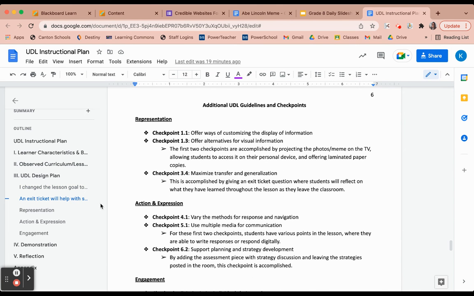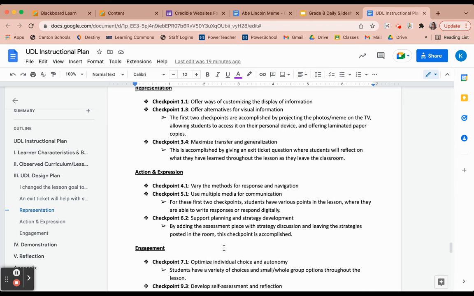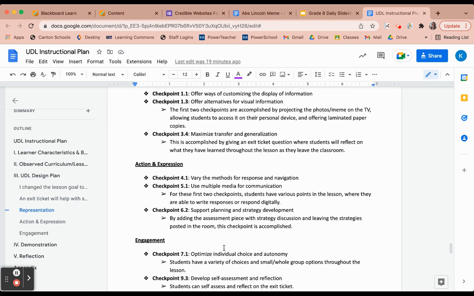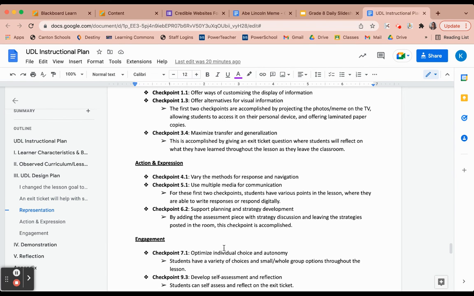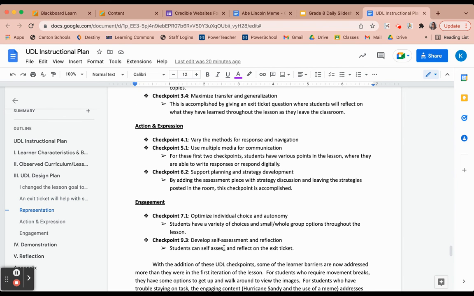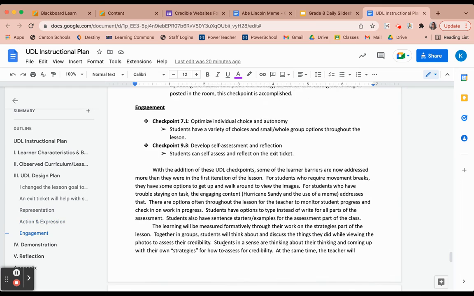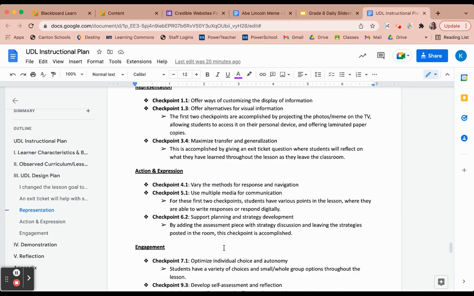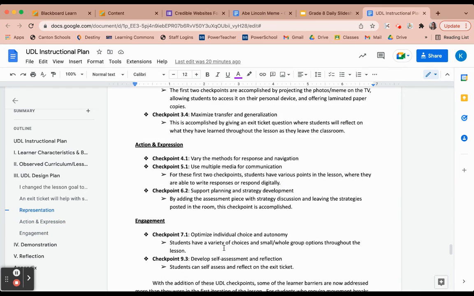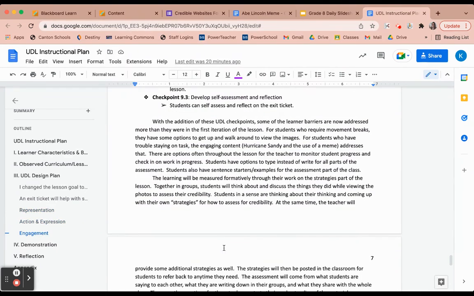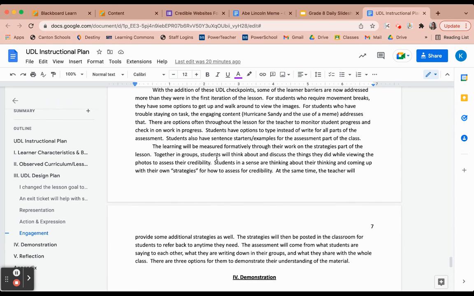So here is where I added the new checkpoints. I added 1, 2, 3, 4, 5, 6, 7, 8 new checkpoints in addition to the ones that were already there. And then here is where I explain what needs those checkpoints meet in terms of the learner barriers that exist in the class.